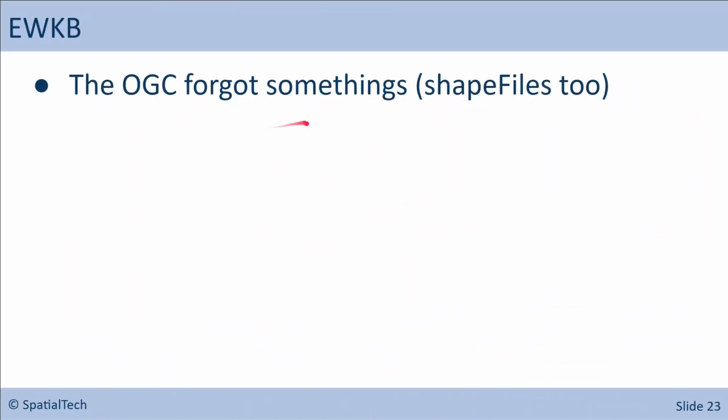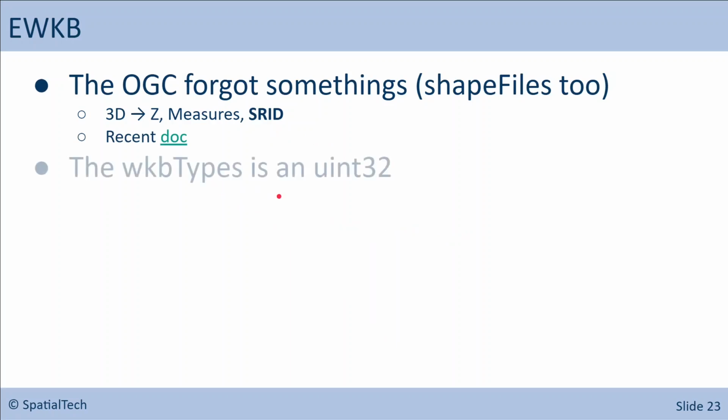So yes, the OGC forgot some things. It's just sort of like shapefiles. Everyone does: 3D, Z, and measures, and an SRID. So a shapefile does actually have specifications for 3D, Z, and measures, but hey, SRID is missing. So the original shapefile just has a .shp, .shx, and a .dbf file. The .prj file came much later. Like, whoops, very important information is the SRID, right? So there's a recent doc if you want to get into the details.